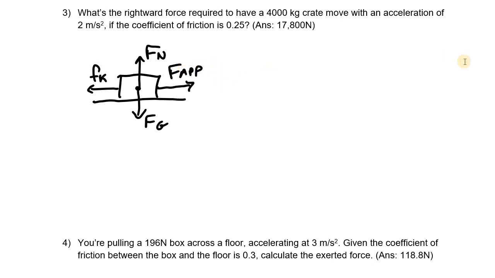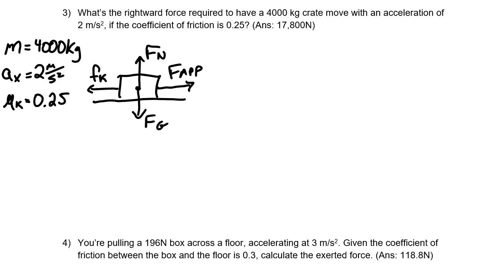Okay, and let's pull out all the given information here. What is this 4,000 kilograms telling us? Well, that's going to be the mass of the object, right? And it's saying that we're moving with an acceleration of 2 meters per second squared. Obviously, that's going to be our acceleration. In which direction? If the coefficient of friction is 0.25, all right. And what the question is asking, what is the rightwards force? Okay, so that's our applied force. Okay, and looks like we pulled out all the given information. So let's set up our two force equations.